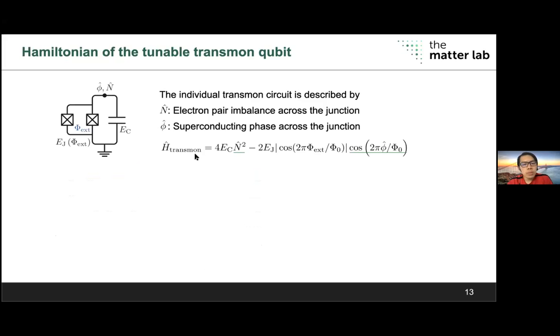Okay, so if you trust me, if you quantize this electrical circuit and write it in terms of the number of Cooper pairs crossing these superconducting islands, you can recast this entire electrical circuit in terms of a simple quantum nonlinear harmonic oscillator kind of Hamiltonian. Here N refers to the number of Cooper pairs, and phi here is the superconducting phase operator passing through these junctions, across these island junctions.